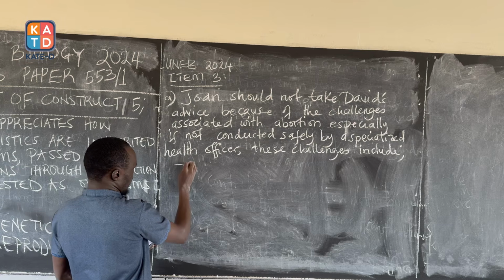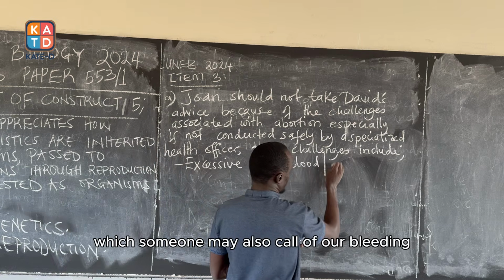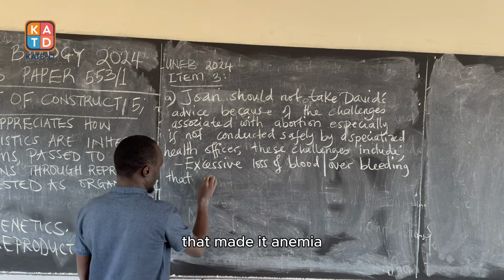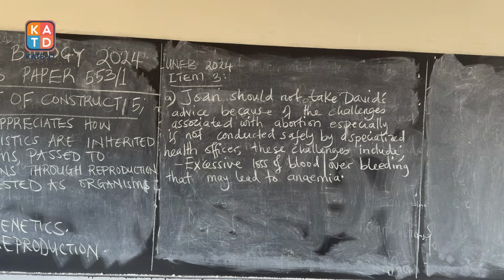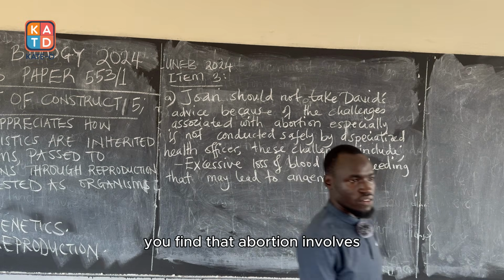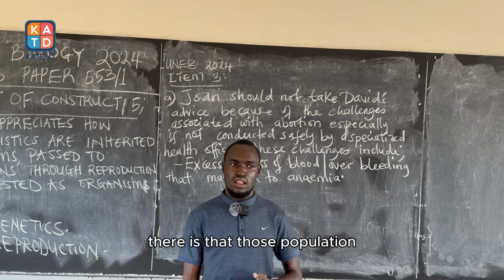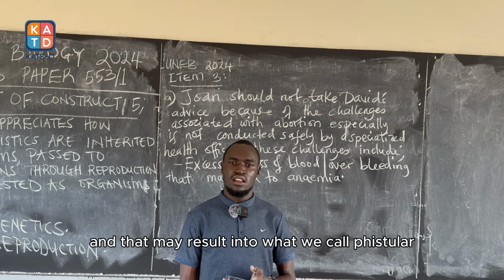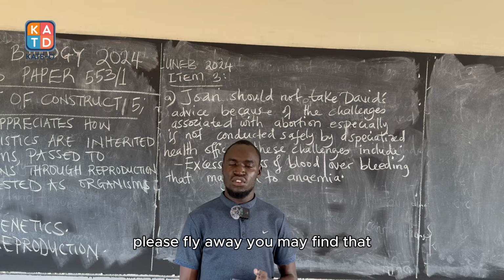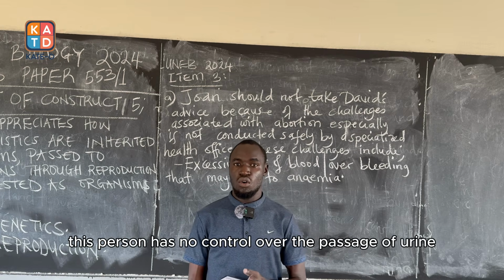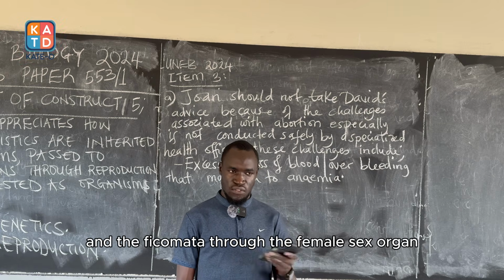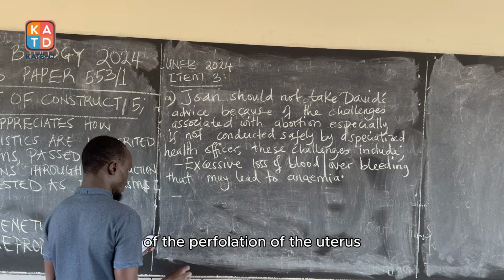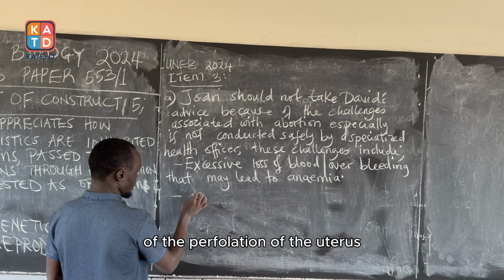So you have excessive loss of blood, which someone may also call overbleeding, that may lead to anemia. The other challenge, you will find that abortion involves perforation of the uterus. There are those perforations which tend to happen on the uterus where part of the uterus is broken down, and that may result into what we call fistula. Fistula, where you may find that this person has no control over the passage of urine and fecal matter through the female sex organ, and that one is coming due to perforation of the uterus.